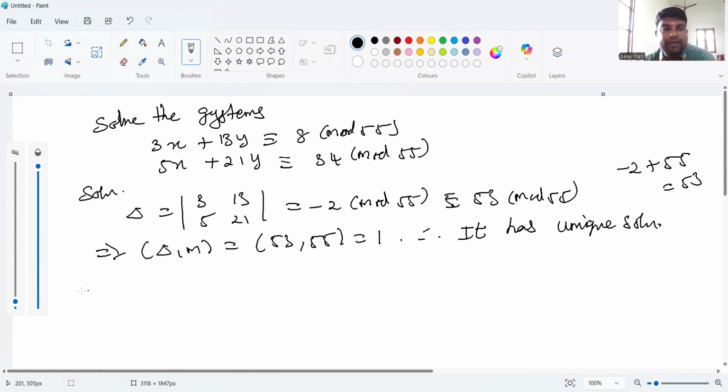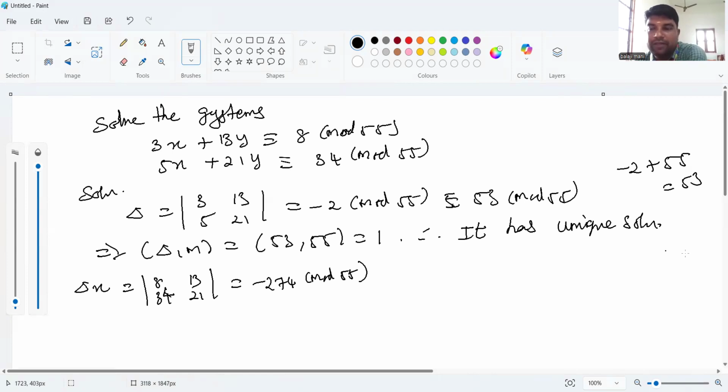Okay, so now find del x. Del x means the determinant where we eliminate the x column and introduce the right hand side constants 8 and 34 instead, with the second column the same, 13 and 21. So take the determinant: 8 into 21 minus 34 into 13. We get the value minus 274 modulo 55.